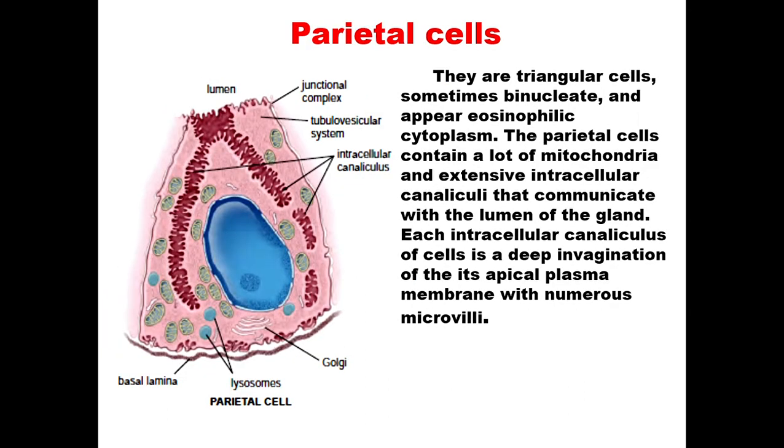Parietal cells are triangular cells, sometimes binucleate, and appear as eosinophilic cytoplasm. The parietal cells contain a lot of mitochondria and extensive intracellular canaliculi that communicate with the lumen of the gland. Each intracellular canaliculus of cells is a deep invagination of its apical plasma membrane with numerous microvilli.